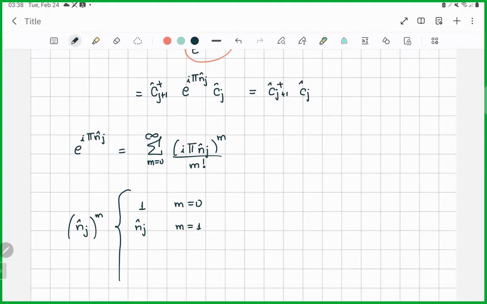How about m equals 2? Well, we have this square. But what is this square? What is the number operator? C dagger C, and again C dagger C. Well, for this pair here, I'm going to use the anti-commutator. So what does the anti-commutator tell us?